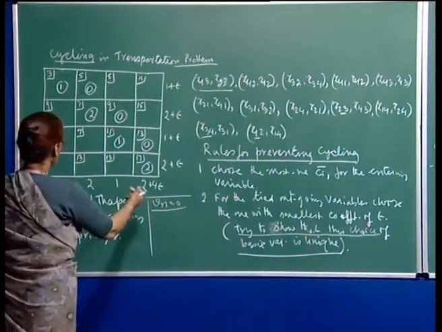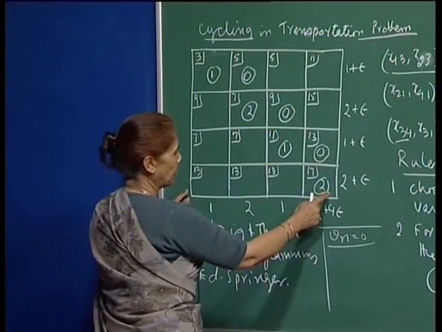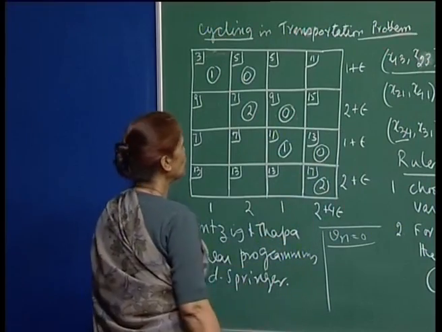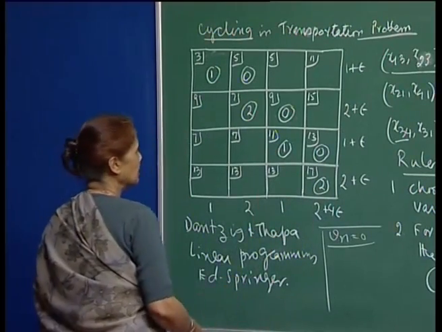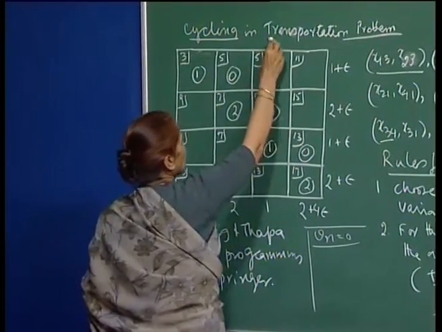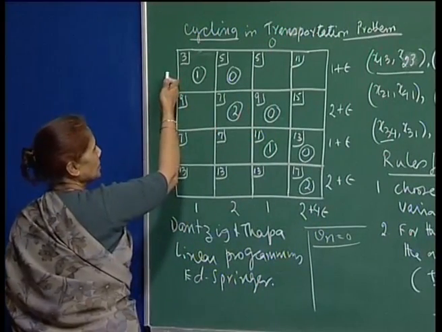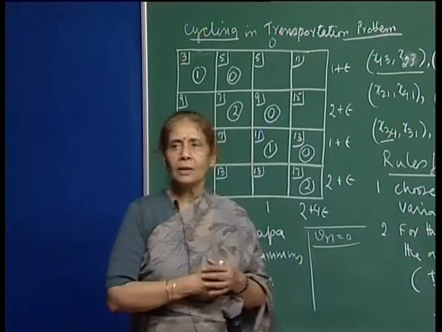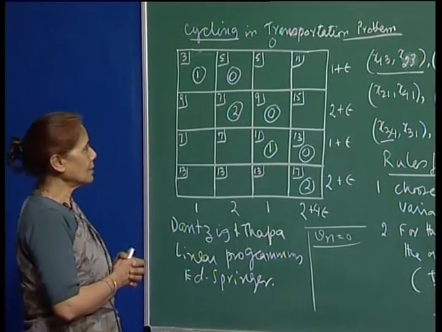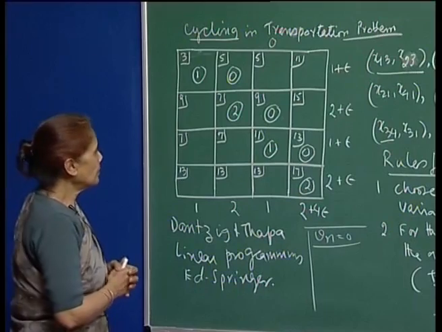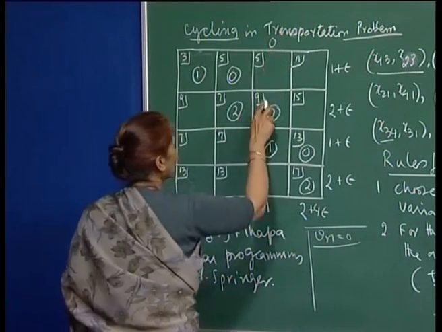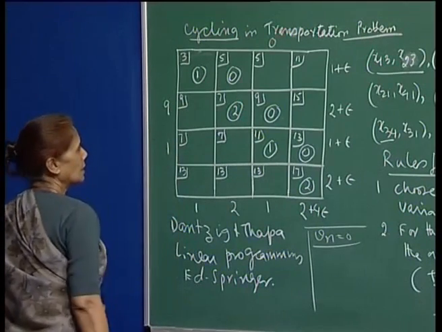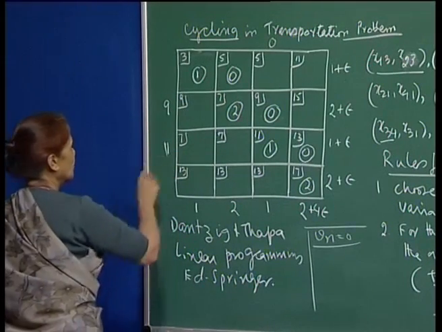It is not necessary that we always choose vn equal to 0. In this case, vn has only one entry, so there is no point choosing it. I can choose any one of them to be 0, say this one, or I could have chosen u1 to be 0. Any one of the dual variables you can fix, and the remaining ones get fixed uniquely. So if I choose this as 0, this will be 9 and this will be 1. These two get fixed, 11.